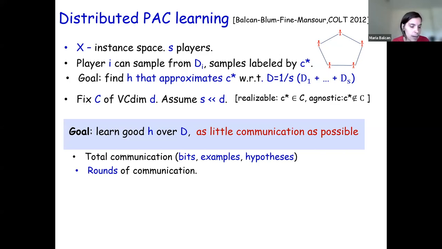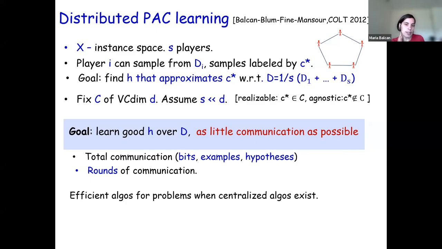Our focus here is to try to design learning techniques that minimize the amount of communication, right? And by communication here, we can mean two different things. The first could be the total amount of communication, or another aspect you might care about is the number of rounds of communication. We sometimes call that latency. And of course, we also want algorithms that don't use too many samples, in addition to being communication efficient.